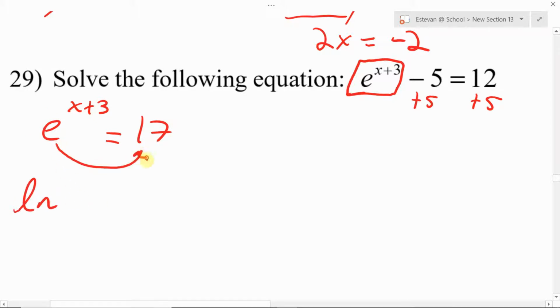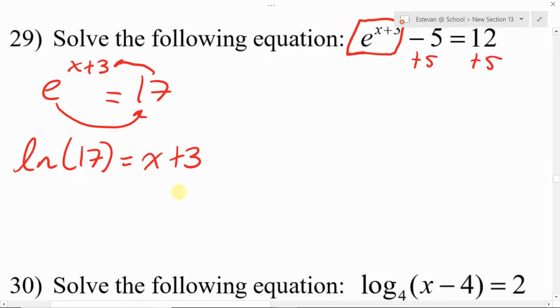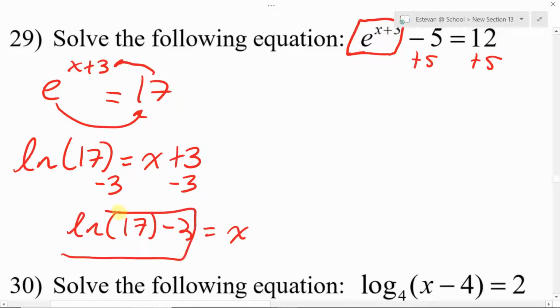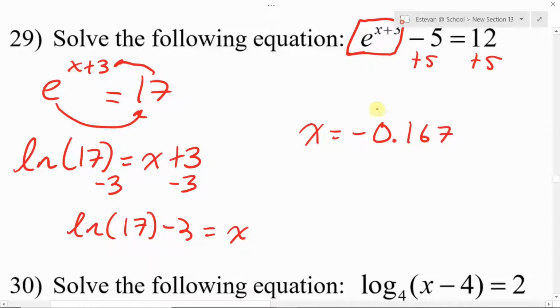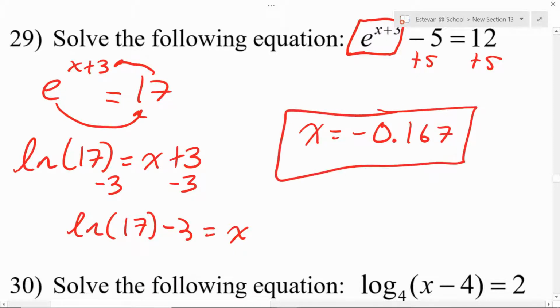So e to the 17 is equal to, going back, x plus 3. We're solving for x, so we need to subtract 3 from both sides. So we have natural log of 17 minus 3 is equal to x. Then we just put this in the calculator and we get x is equal to negative 0.167. Final answer.